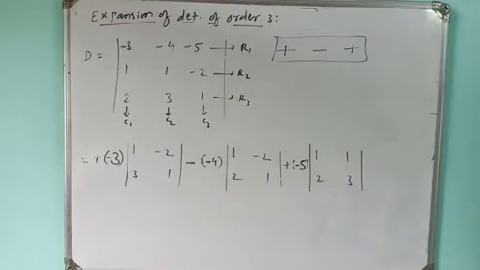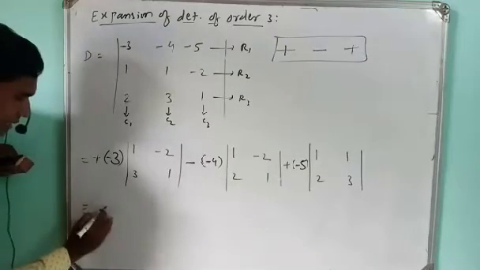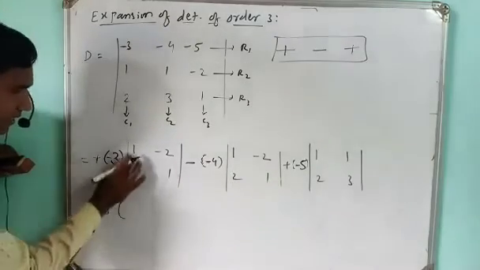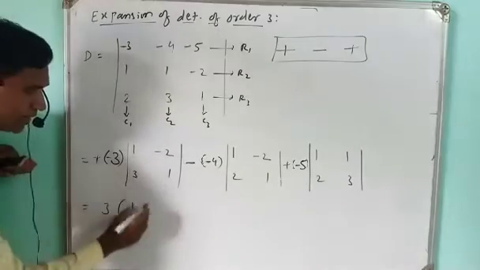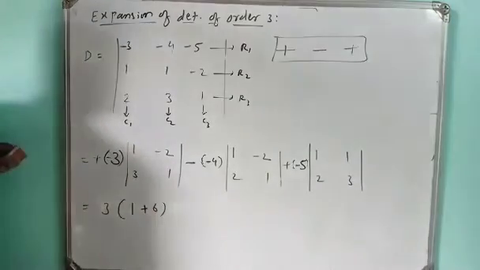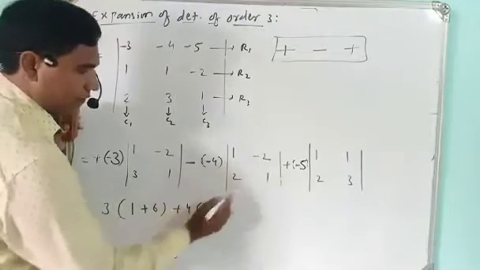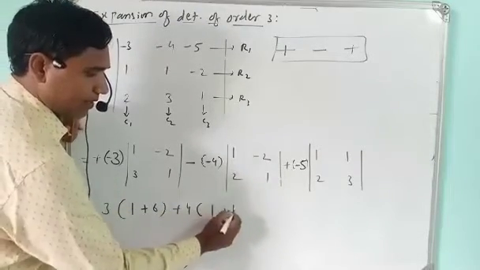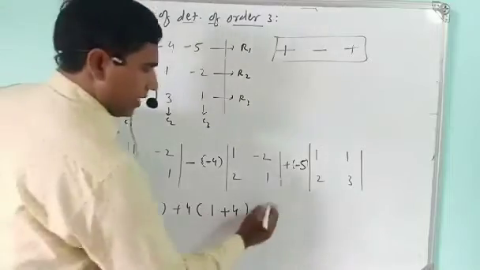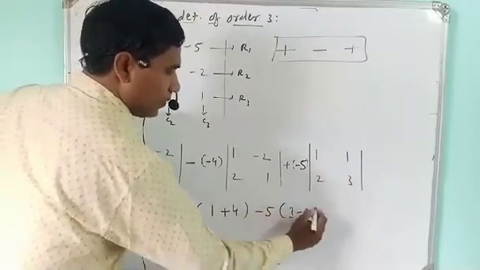Then how to solve that one? Very simple one. Plus minus minus 3 remains as it is. 1 into 1 is 1. Formula का minus 3 into minus 2 is minus 6, it becomes plus 6. Minus minus becomes plus 4. 1 minus 2 into minus 2 is minus 4, minus minus becomes plus 4. Plus minus minus 5. 3 minus 2.